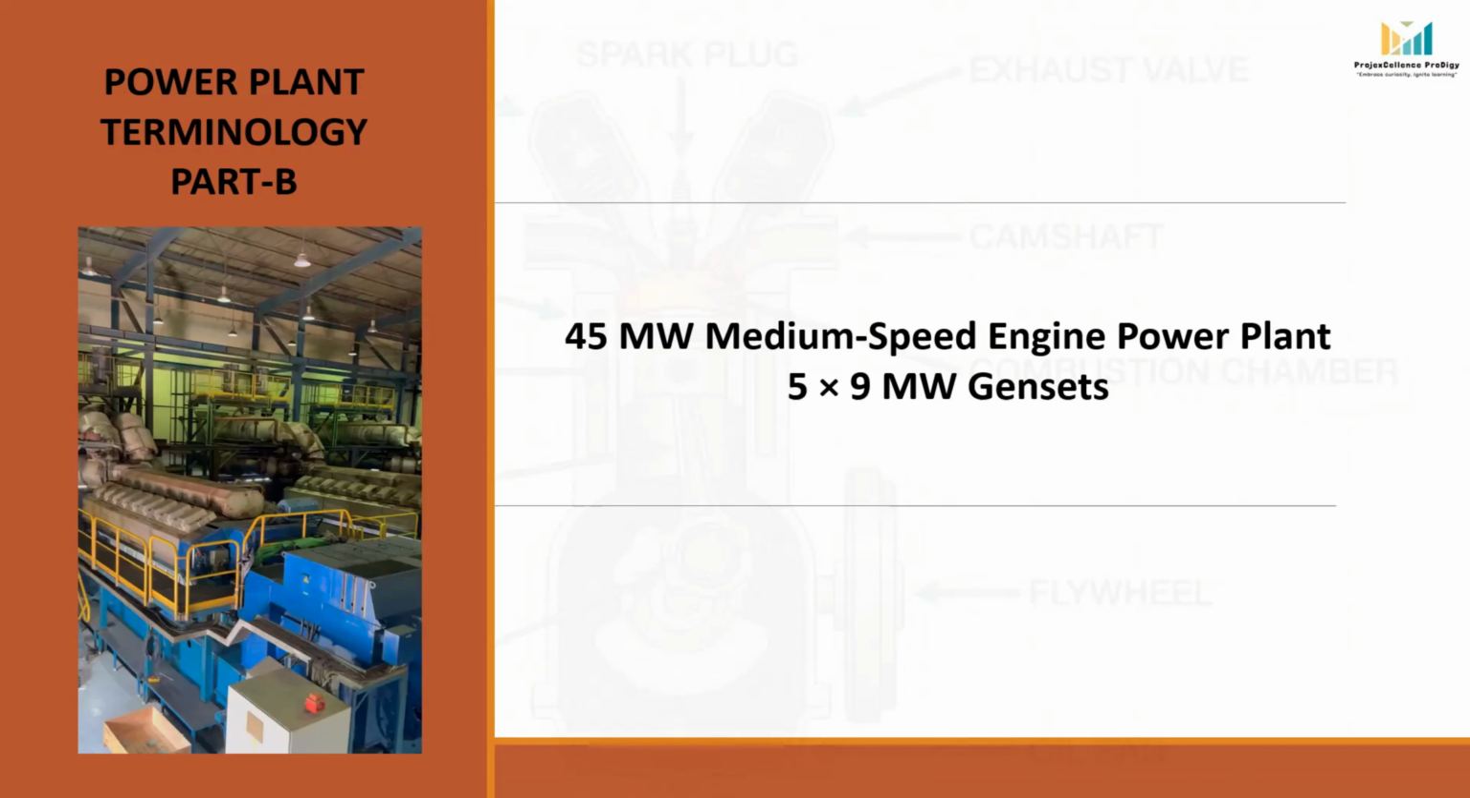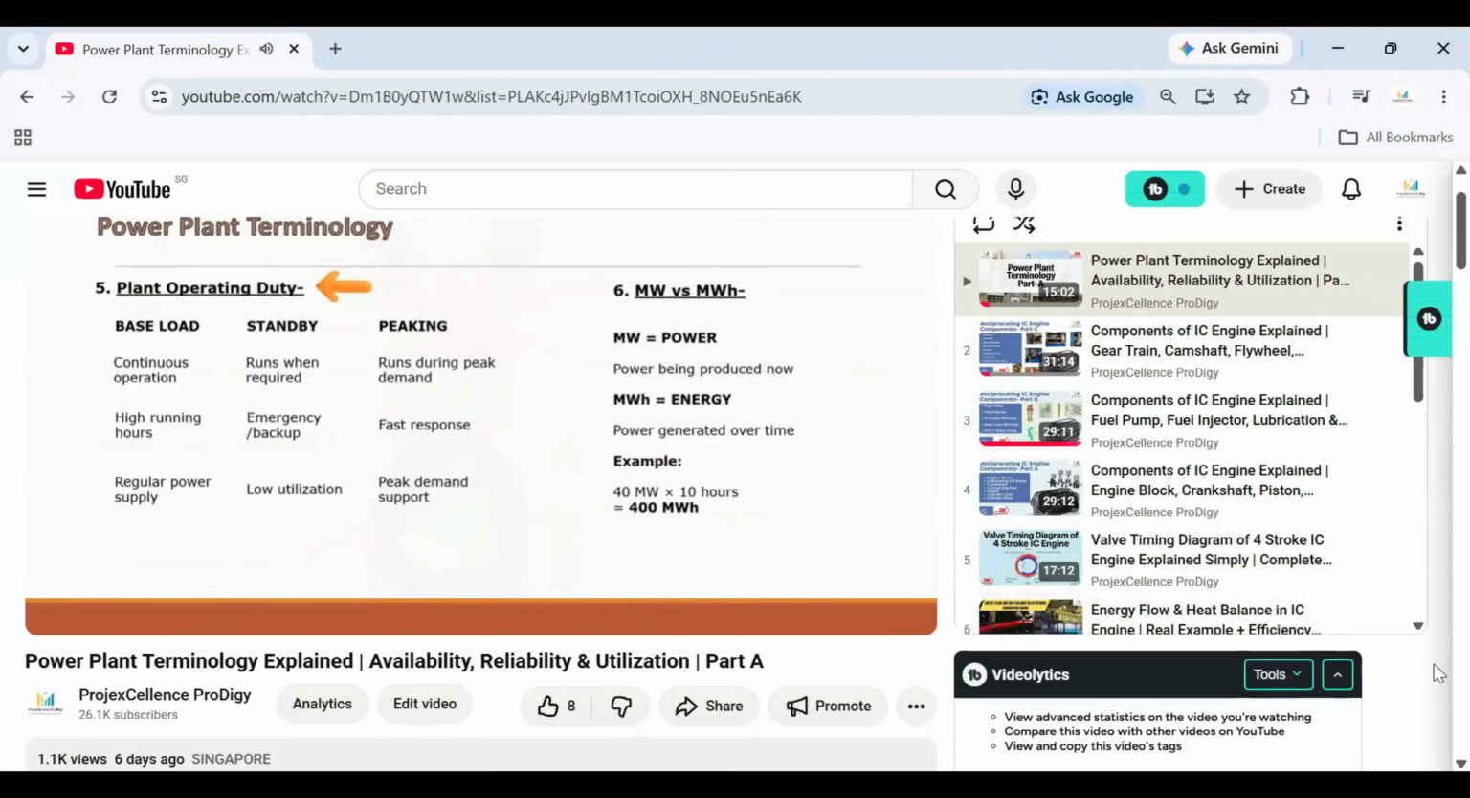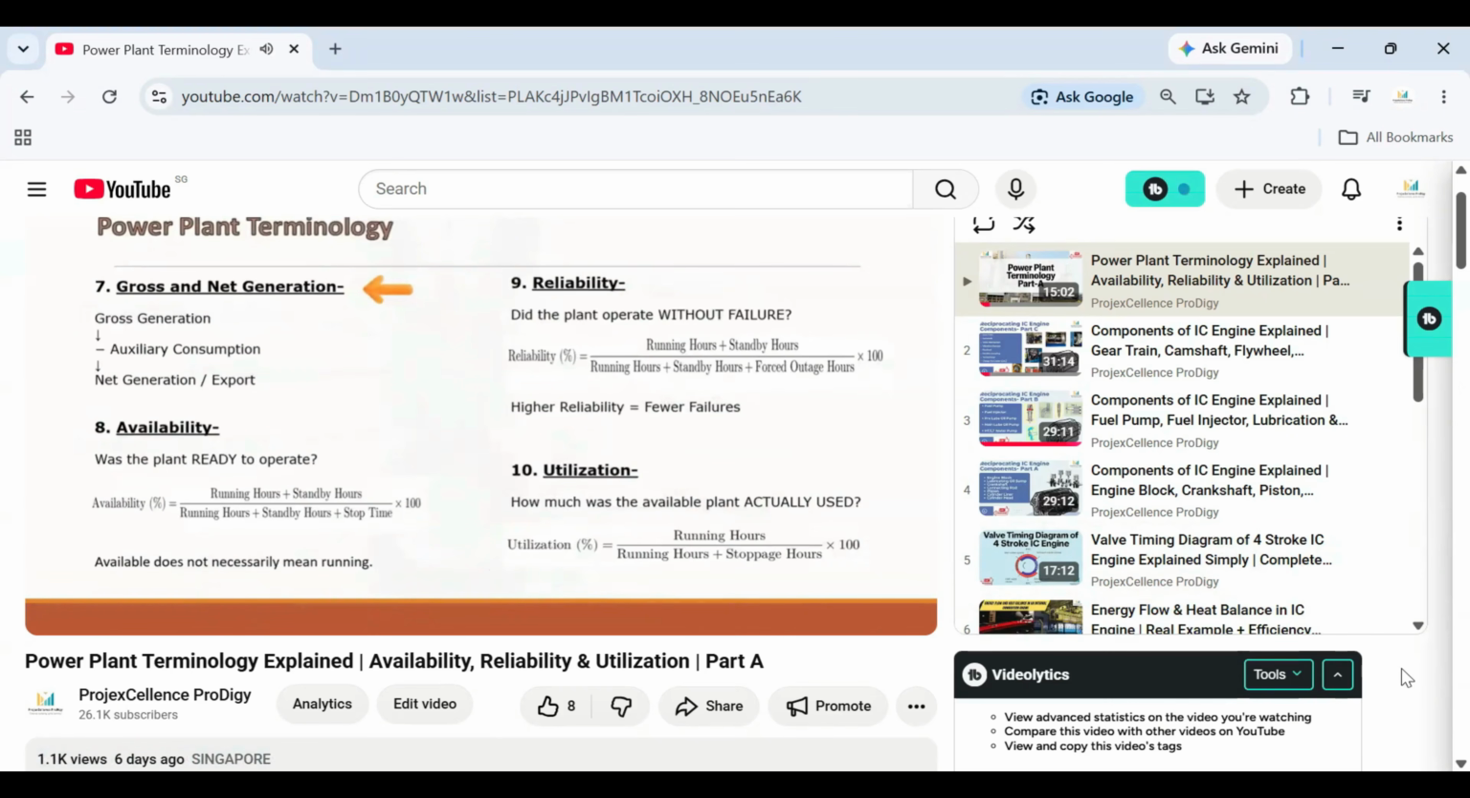In our previous lesson, we discussed some of the basic terms commonly used in an engine-based power plant, such as installed capacity, generating units, fuel types, engine configuration, base load, standby and peaking operation, gross and net generation, availability, reliability and utilization.